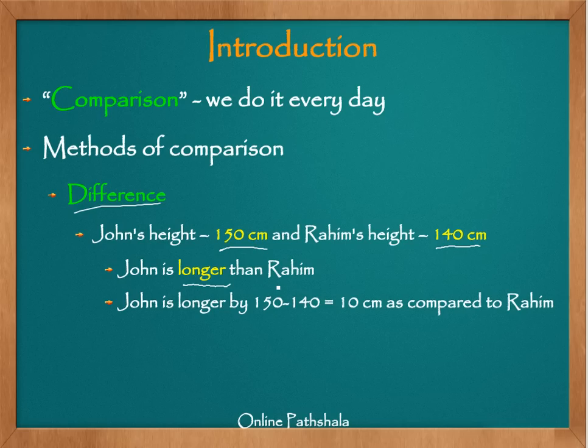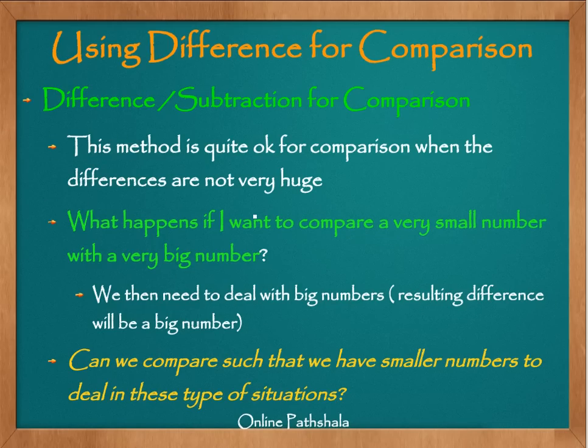This is a comparison. However, if I want to put a number, how much longer is he? Then what we do is we simply take a subtraction. So we do 150 minus 140, which gives me 10 centimeter. So what do we say is John is longer by 10 centimeter as compared to Rahim. So this is the difference method. Now let us observe a few points about this difference method.